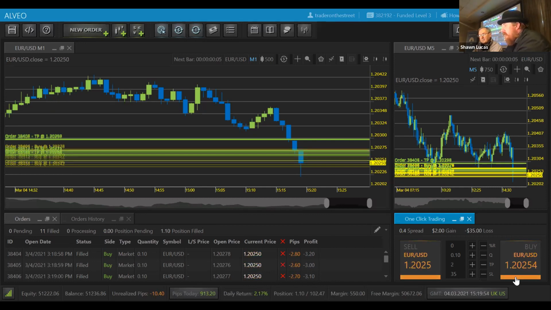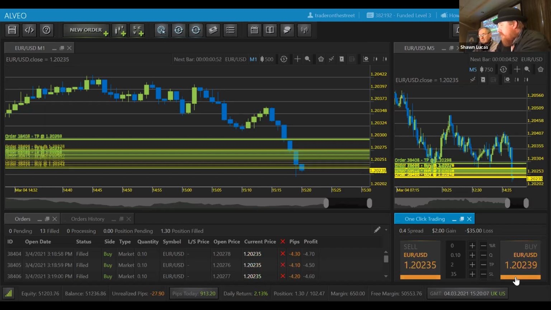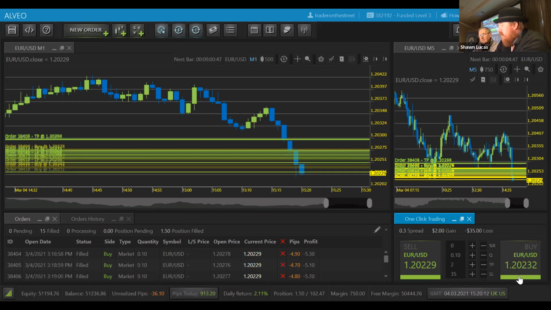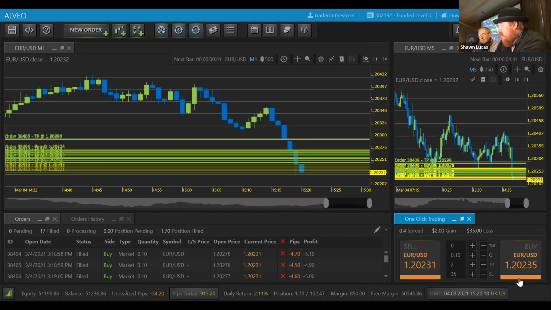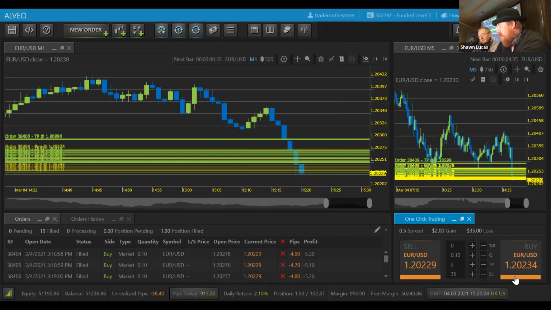Yep. As it drops down, we'll add a couple more. Okay, add a couple right here. Add a couple more. And add a couple more. Couple more right here. We're going to build up to about 3 lots, and then pause here.